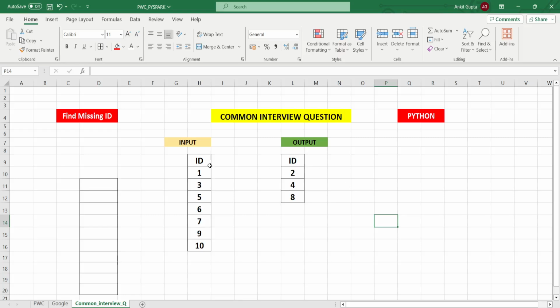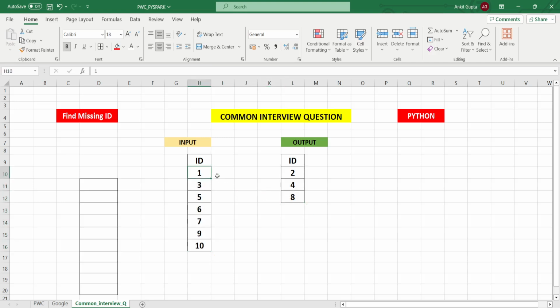So today we will be solving this very common problem, which is find missing IDs. Here, if you see, we have been given this input table where we have the IDs ranging between 1 to 10, and we need to find which are the IDs that are missing, right?